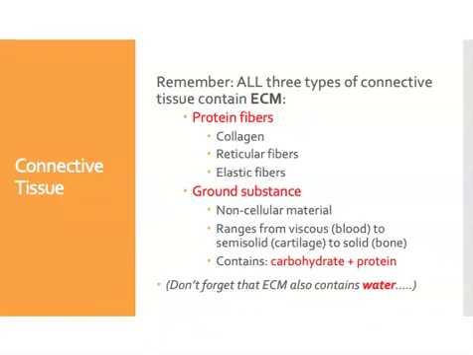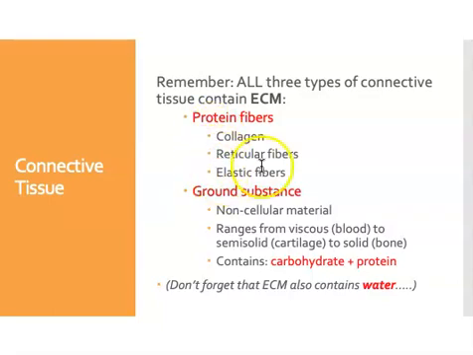So there are resident cells and there are wandering cells present in connective tissue proper. Remember, all three types of connective tissue, including connective tissue proper, have extracellular matrix as well. And we said extracellular matrix contains protein fibers, ground substance, and water. Now we're going to talk a little bit about extracellular matrix. What are the protein fibers that you find in ECM? These include collagen fibers, what are called reticular fibers, and elastic fibers.